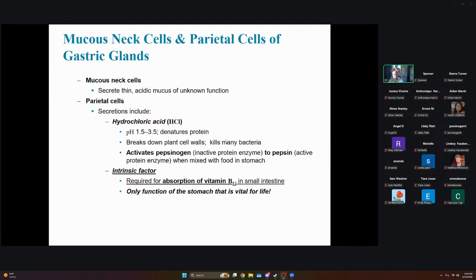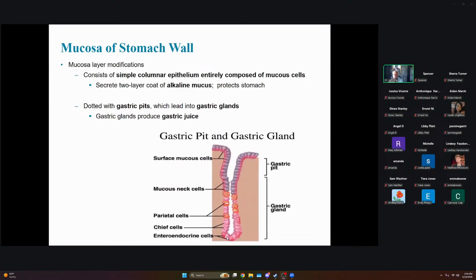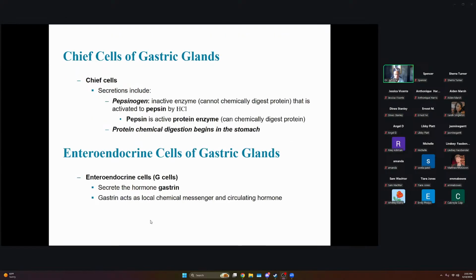All right? And then the last ones at the very base of the gastric gland are going to be these enteroendocrine cells. Enteroendocrine, just from their name, you should start to get a little bit of a guess, at least in form, of what they do. The enteroendocrine cells secrete the hormone gastrin. Okay, as soon as we saw the root word endocrine, from what we've already learned, we know the endocrine system is responsible for monitoring hormones, right?